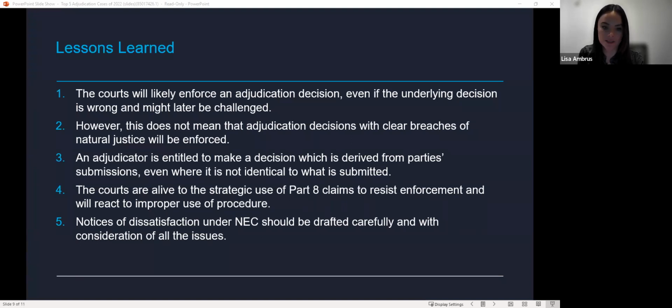And finally, notices of dissatisfaction under NEC contracts in particular should be drafted very carefully and with consideration of all of the issues. The grounds of challenge to the substantive merits of an adjudication decision do not need to be set out in detail, although it is worth taking a cautious approach.